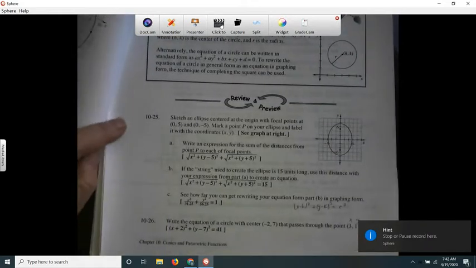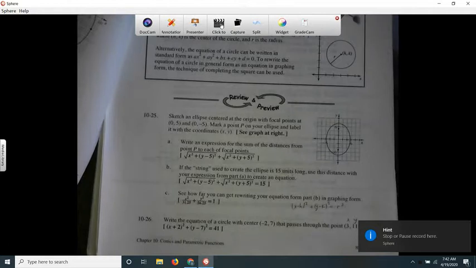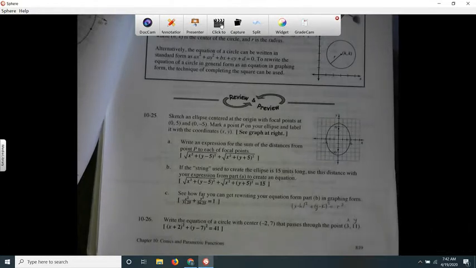Here's pre-calc, problem 10-25. It says sketch an ellipse centered at the origin with focal points at (0, 5) and (0, -5). Make a point P on your ellipse and label it with coordinates (x, y).